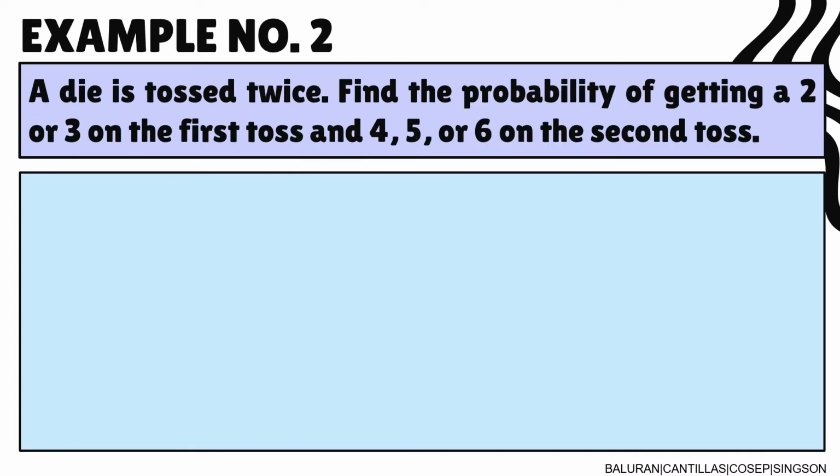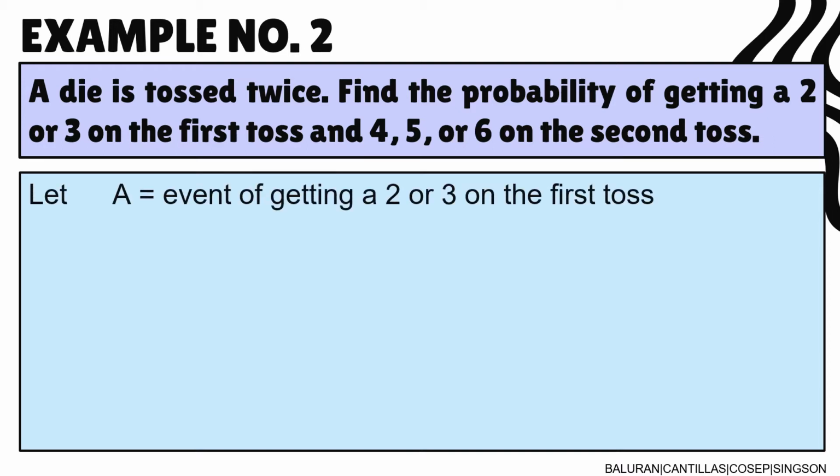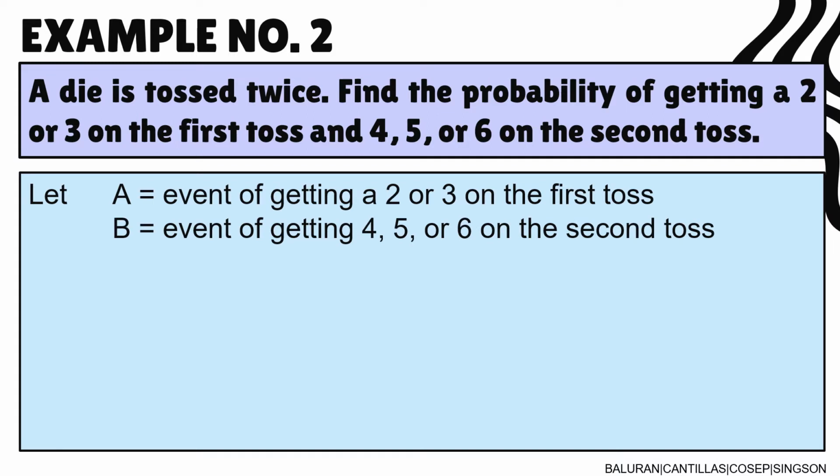Example number 2. A die is tossed twice. Find the probability of getting a 2 or 3 on the first toss and 4, 5, or 6 on the second toss. So let A be the event of getting a 2 or 3 on the first toss, and B the event of getting 4, 5, or 6 on the second toss. Events A and B here are independent.